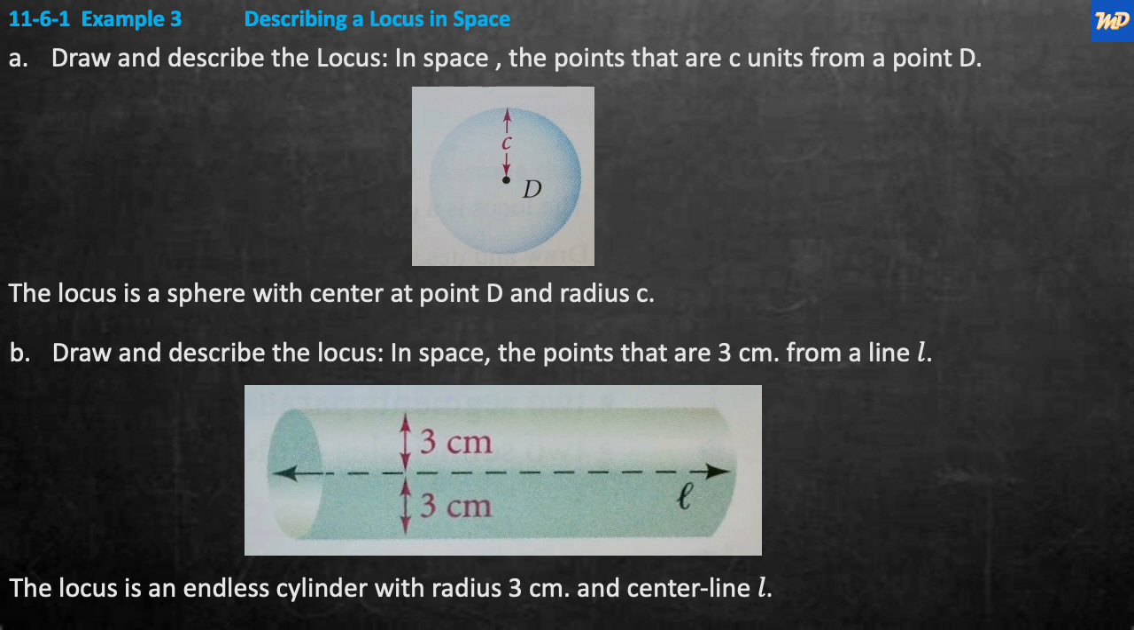Okay, example 3, describing a locus in space. It's a little more interesting to try to figure out how to draw this and present it. But it says draw and describe the locus in space, the points that are C units from a point D. Well, in section A, they're telling you that the locus is a sphere with the center at point D and a radius C, right? So that's what you have to imagine. If it was a plane, of course, you'd have all these radii coming out in every direction, all equidistant.